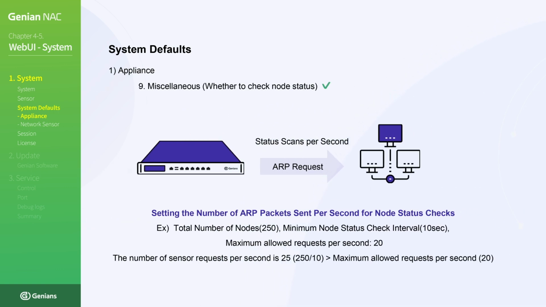The Whether to Check Node Status setting defines the number of ARP packets that the network sensor can send per second. If the number of packets sent based on the minimum node status check interval exceeds the configured value, ARP packets will be sent according to the maximum requests per second setting.